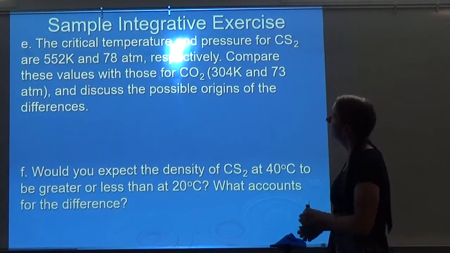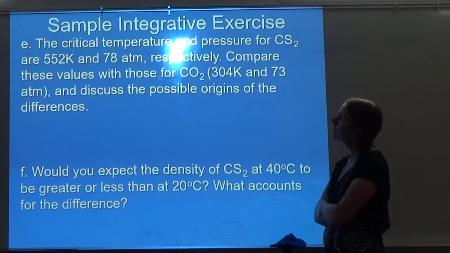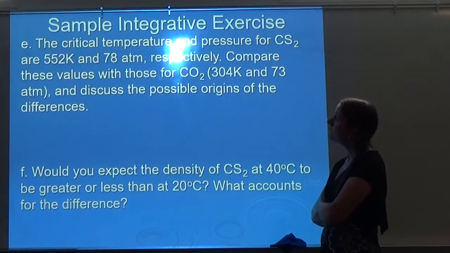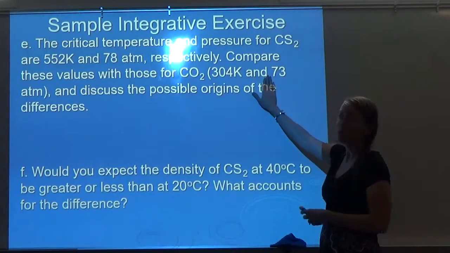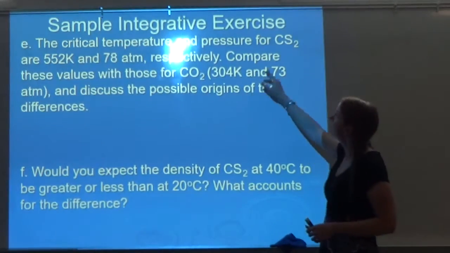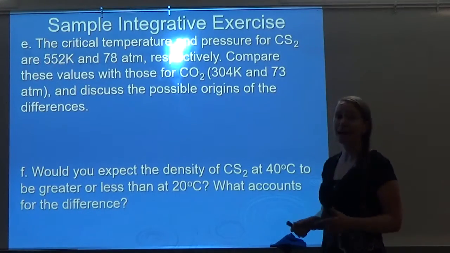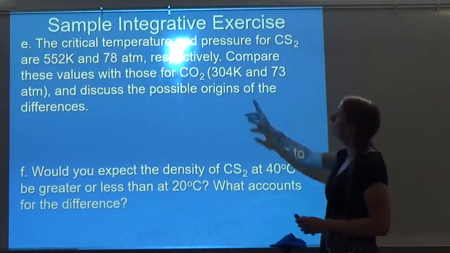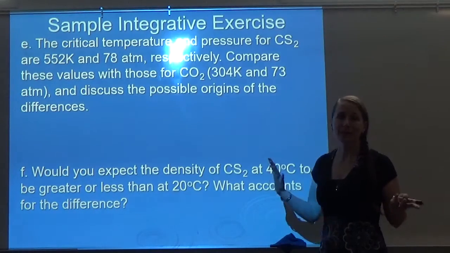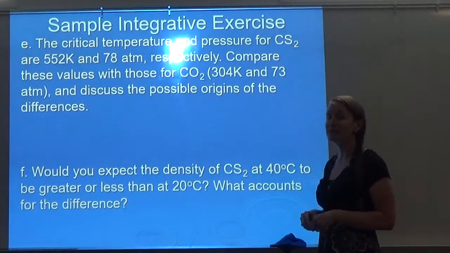So it says the critical temperature and pressure for CS2 are 552 Kelvin and 78 atm respectively. Compare these values with those for CO2, which is only 304 Kelvin and 73 atm, and discuss possible origins of the differences. Well, I can see that CO2 has a lower critical temperature and pressure, which implies that since CS2 has a higher critical temperature and pressure, it has higher intermolecular forces. Well, both of these are nonpolar and only experience London dispersion. So what could be the difference?